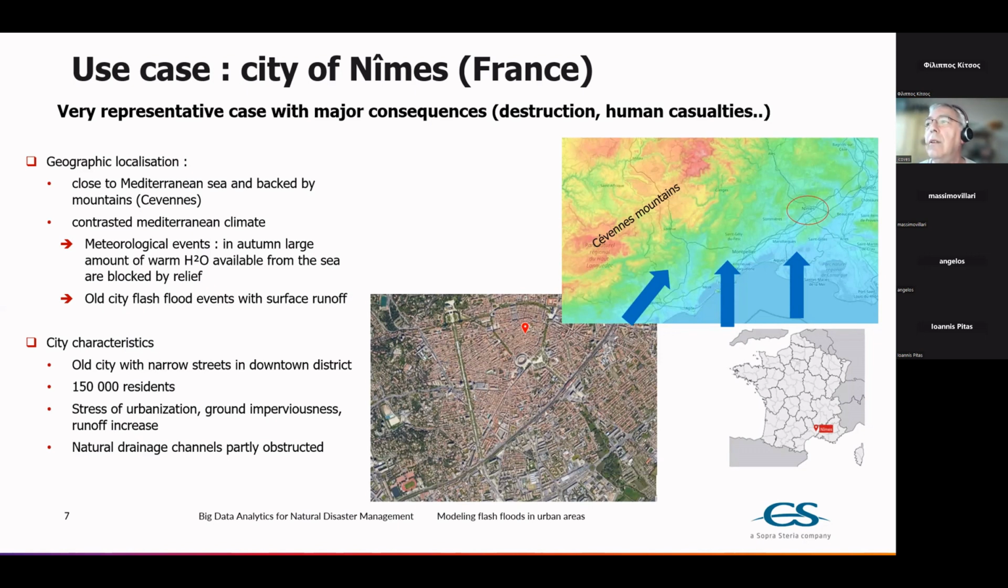And when it's in the countryside, one part is absorbed by the ground, by the soil, but not in the city. You have a satellite image of the city here.